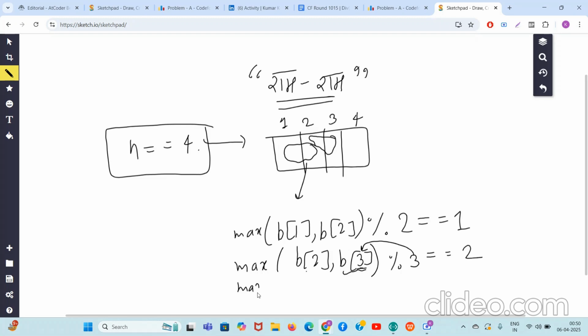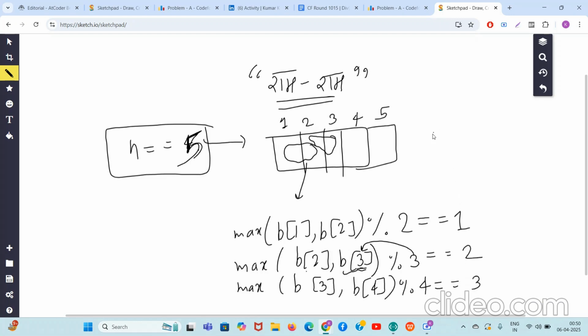Similarly, they are saying that if we make n as 5, and you take, let's say, max of b of 3 comma b of 4, and now you do it modulo 4, the answer should be 3. And finally, if you do max of b of 4 comma b of 5, and you do it modulo the last number, index 5, it should be 4.